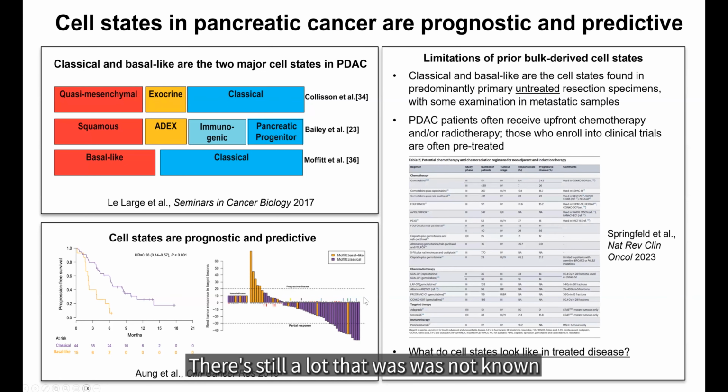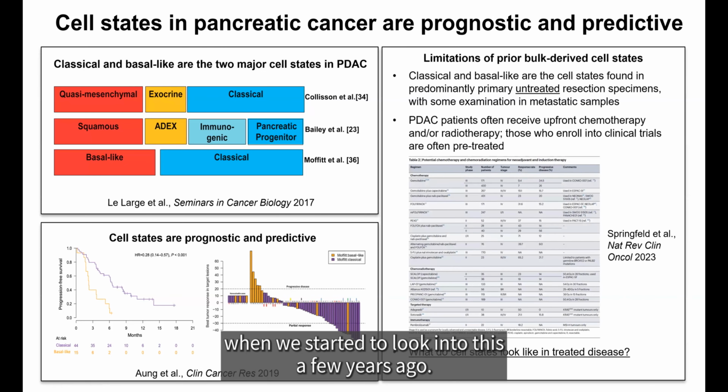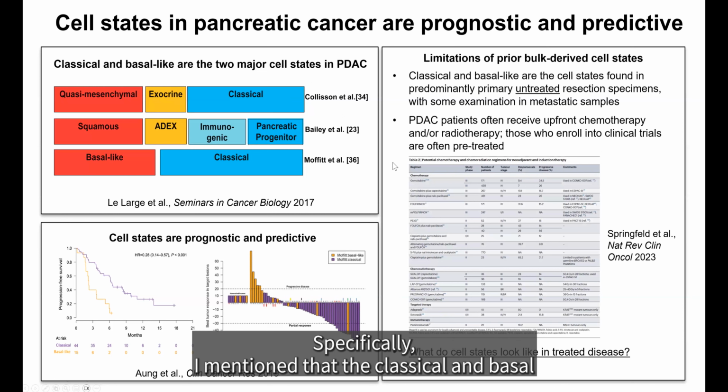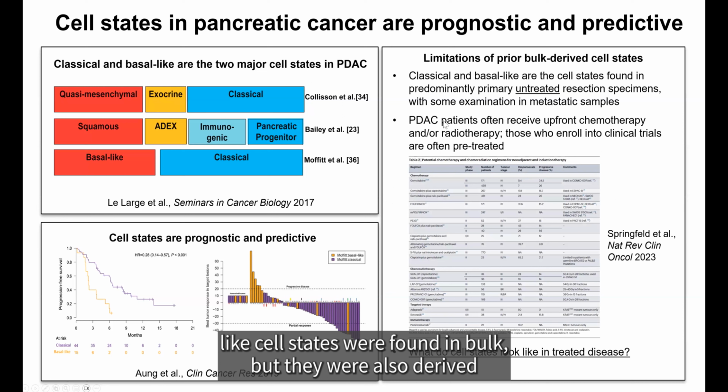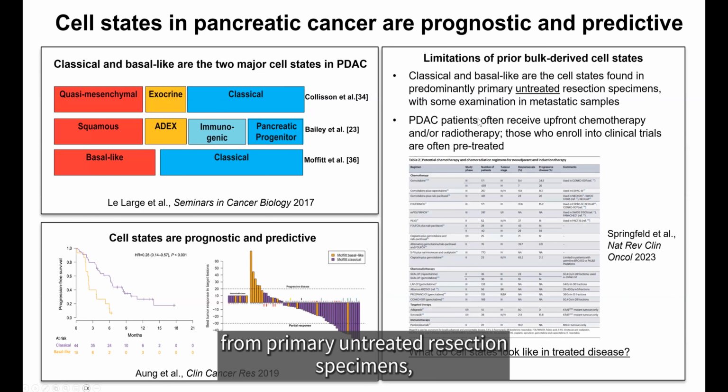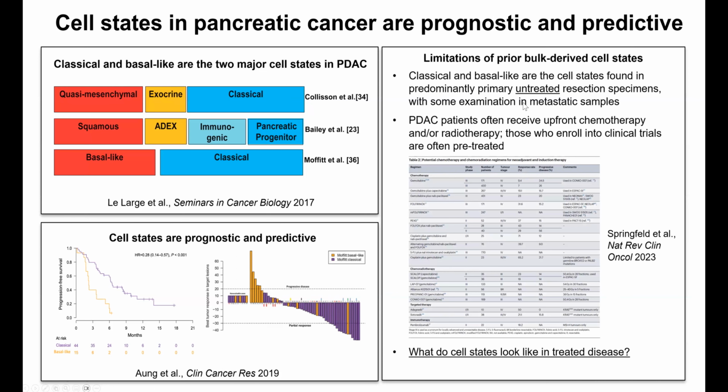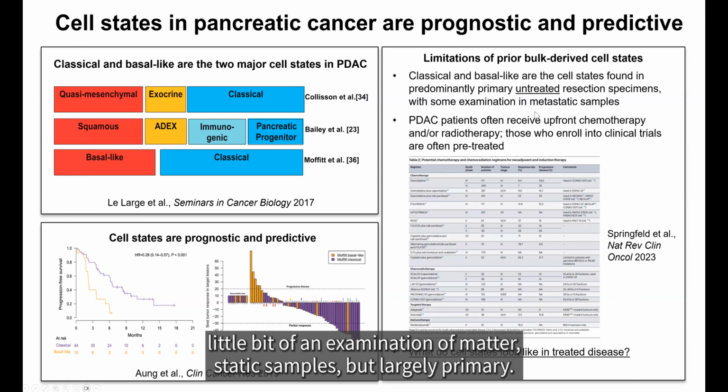There's still a lot that was not known when we started to look into this a few years ago. Specifically, I mentioned that the classical and basal-like cell states were found in bulk, but they were also derived from primary untreated resection specimens, a little bit of examination in metastatic samples, but largely primary.